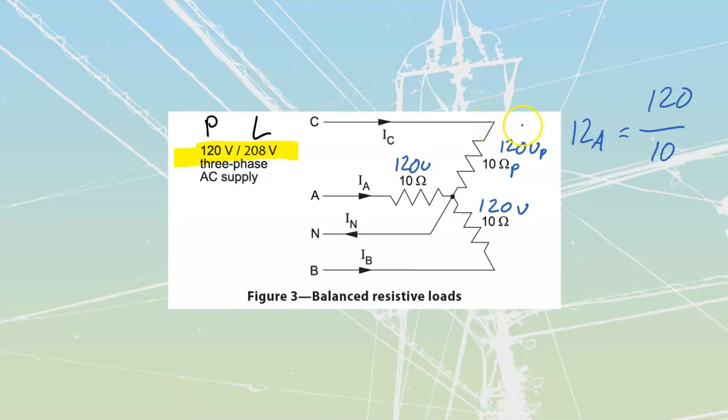Excellent. Well, if I have 12 amps flowing through here, I'm going to have 12 amps coming through the line because it's a Y type of system. I'm also going to have, because it's the exact same values, 12 amps here, and I'm going to have 12 amps over here. And so what we can do now is add these up.